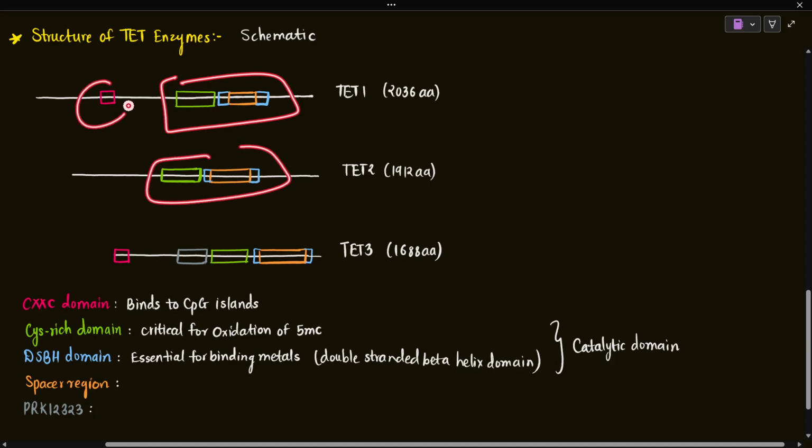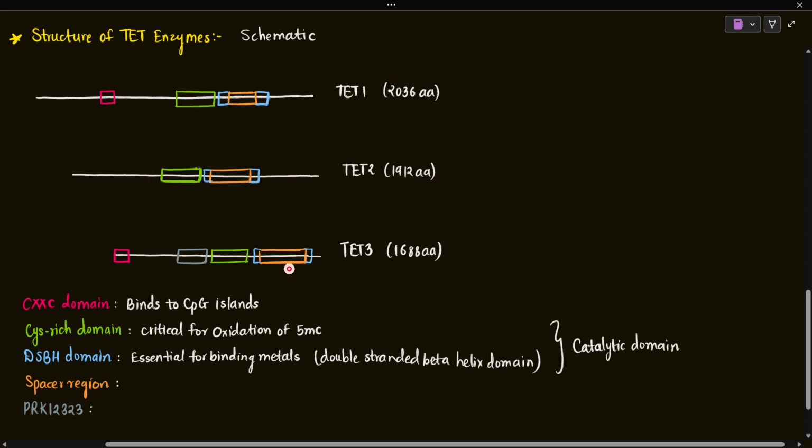While the CpG binding domain is only present in TET1 and TET3, it is absent in TET2. The orange region is the spacer region, and the gray region is known as PRK12323. The functions of the spacer region as well as this domain are unknown. We haven't discovered those yet. So this is the basic structure of the TET protein.